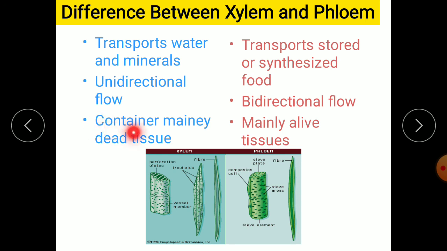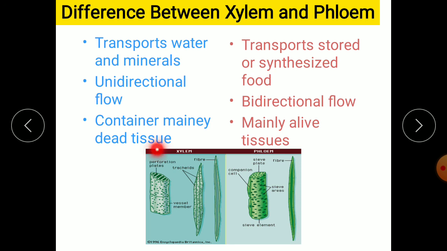Then these xylems mainly contain dead tissues. Only xylem parenchyma is living, and the other three, tracheids, vessels and xylem fibers, are dead tissues. On the other hand, phloem is mainly made up of living tissues. Only phloem fiber is dead, and all the other parts, parenchyma, sieve tube and companion cells, are living.